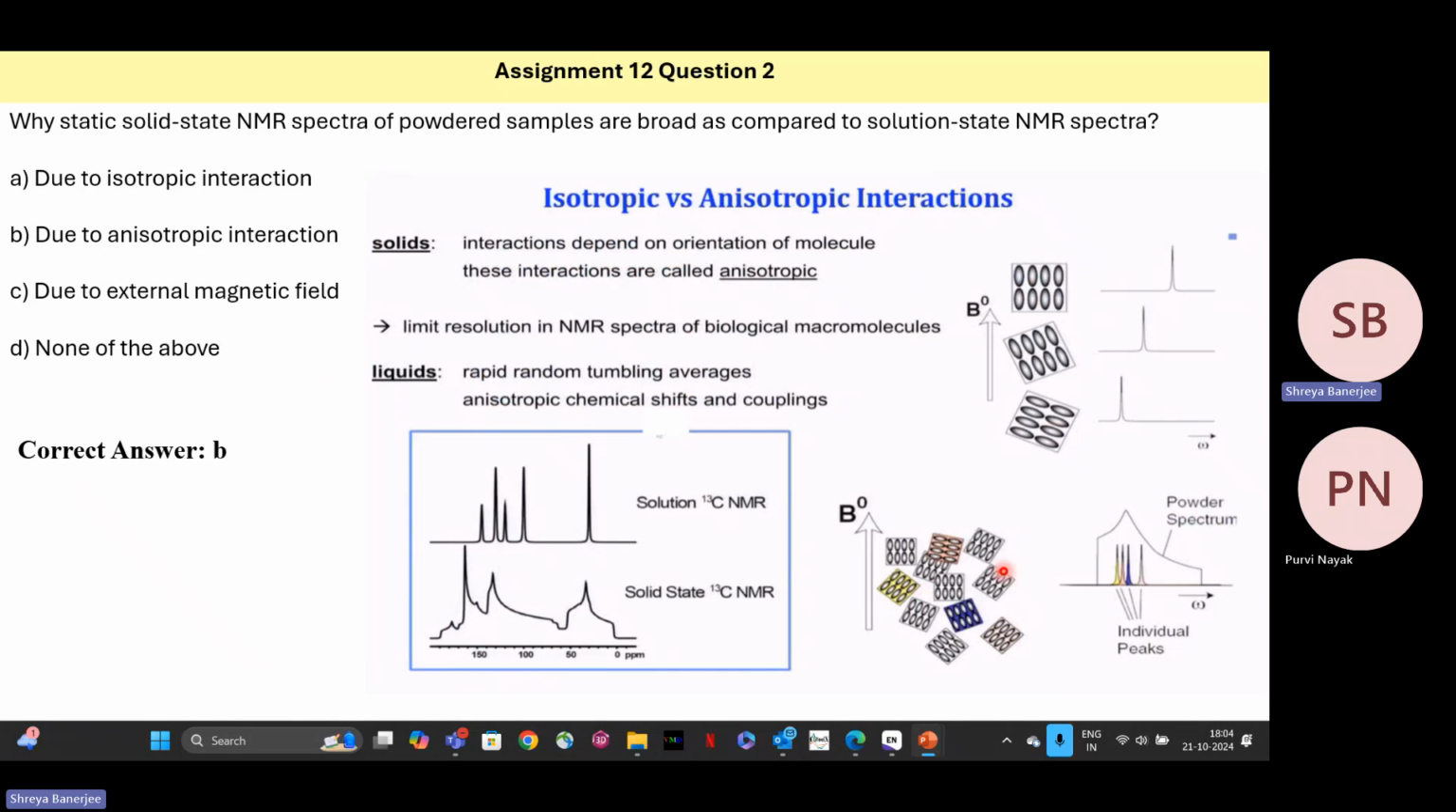But in solid, the chemical shifts cannot tumble around like that because it is in solid state, and so the orientations are fixed. So each different orientation gives a different peak. And what you see is the envelope of all these peaks, which is why the solid state spectra appears so broad. These are basically called anisotropic interactions, and they arise because the orientation in the solid state is fixed and the spins are not allowed to tumble and average out. So why the solid state spectra is broad is due to anisotropic interaction. That is the option B.